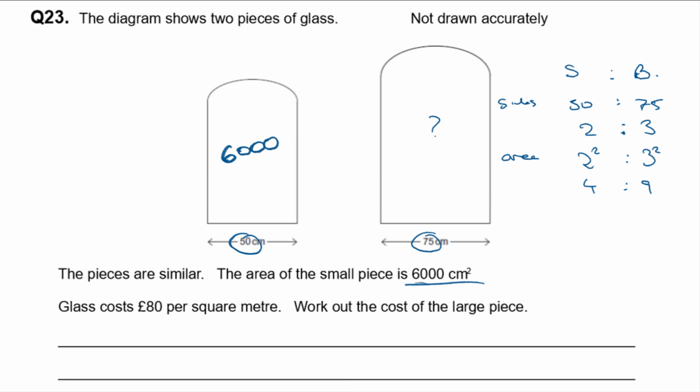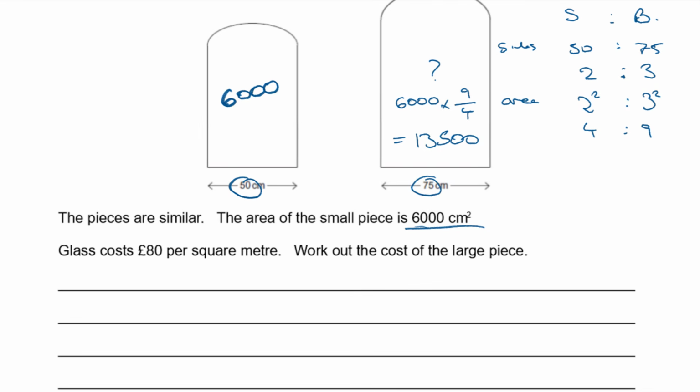Okay, so then the volume, sorry, the area of the big one. The area of the smaller one is 6,000, and then divide by 4 and times by 9, isn't it? Divide by the smaller ratio and times by the bigger ratio is going to give me the new one. So 6,000 times 9 quarters, so 6,000 times 9 divided by 4 comes out to be 13,500. Okay, so that's the area of the big one.